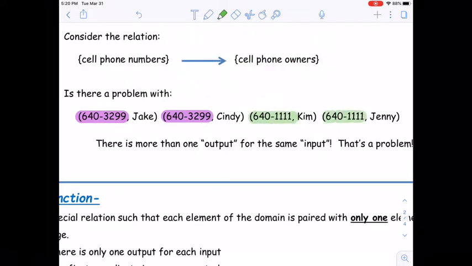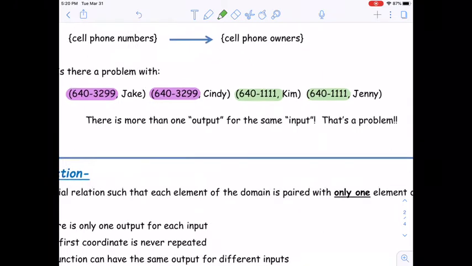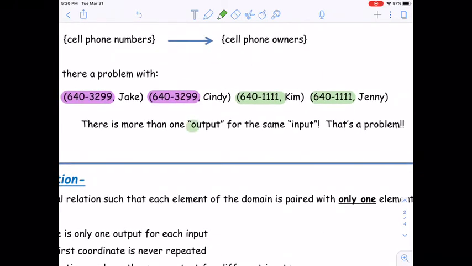640-1111. That's Kim's phone number, and it's also Jenny's phone number. That's a big problem. There's more than one output for the same input. You can't do that because I don't know who I'm going to get when I dial the number. I want to know when I dial that number, it's going to go straight to the person I'm trying to reach. So this is not a function.